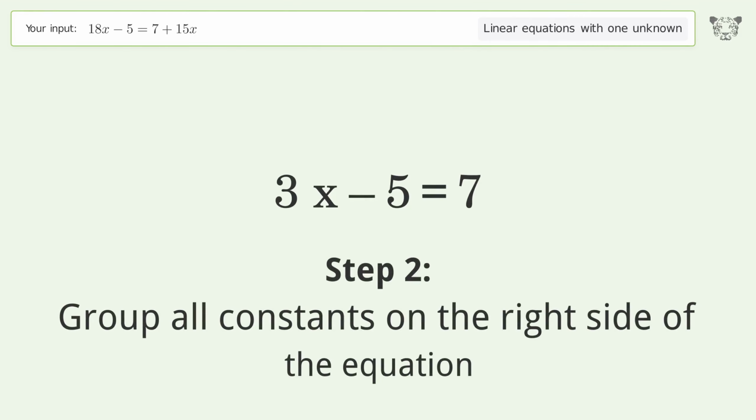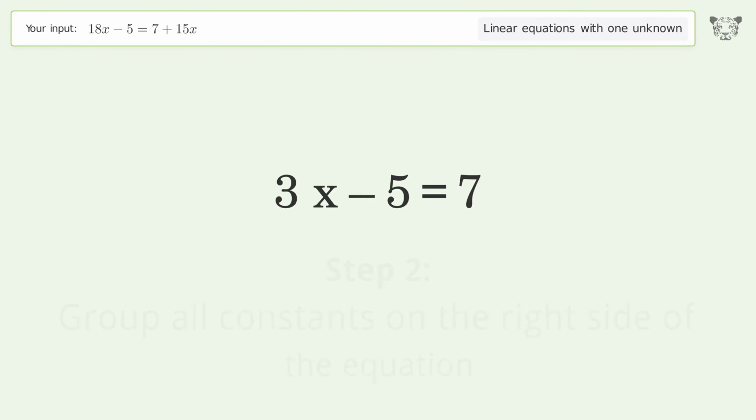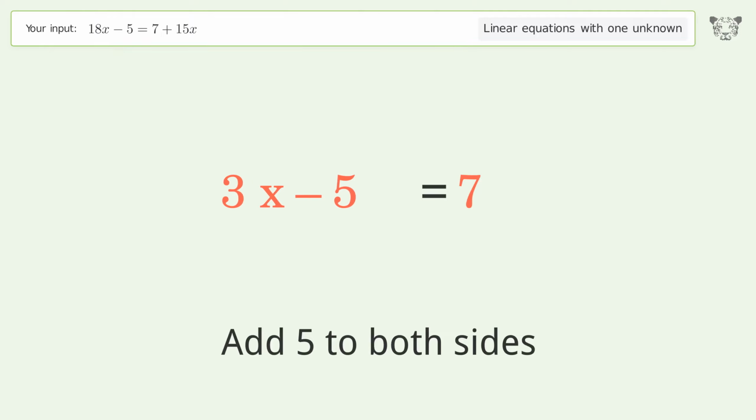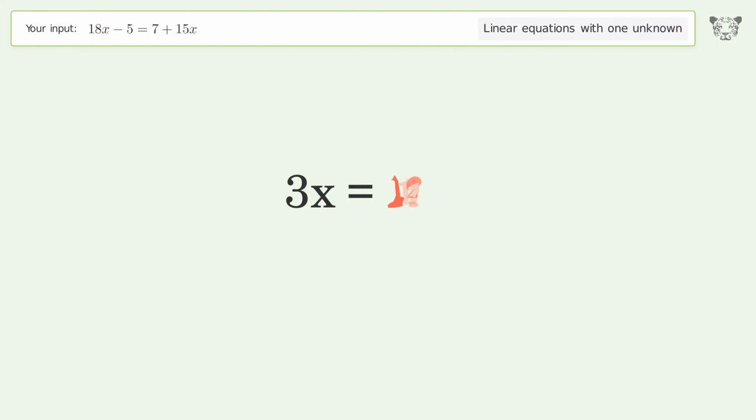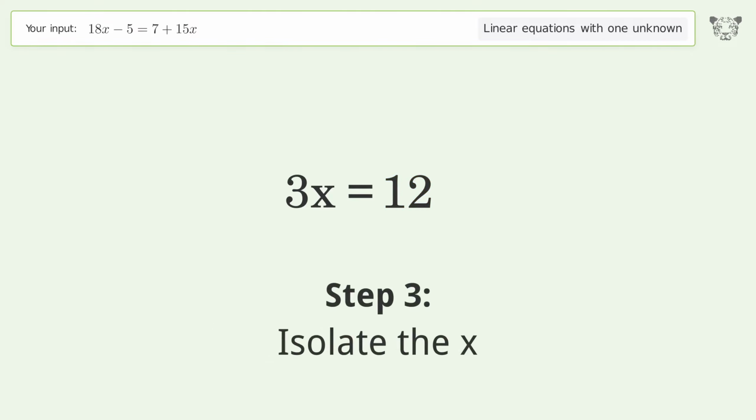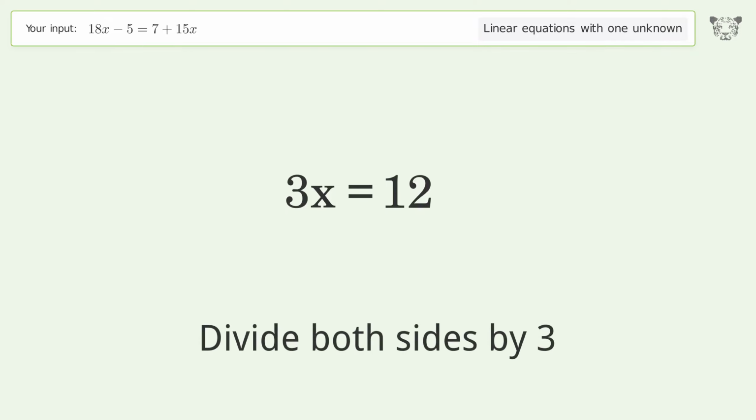Group all constants on the right side of the equation. Add 5 to both sides. Simplify the arithmetic. Isolate the x. Divide both sides by 3.